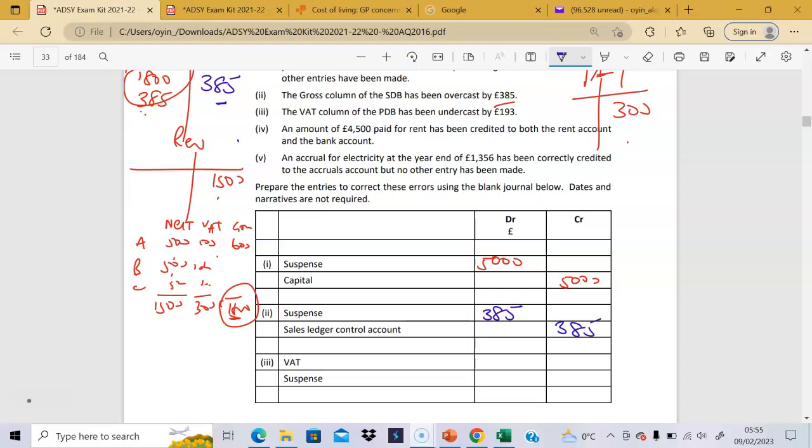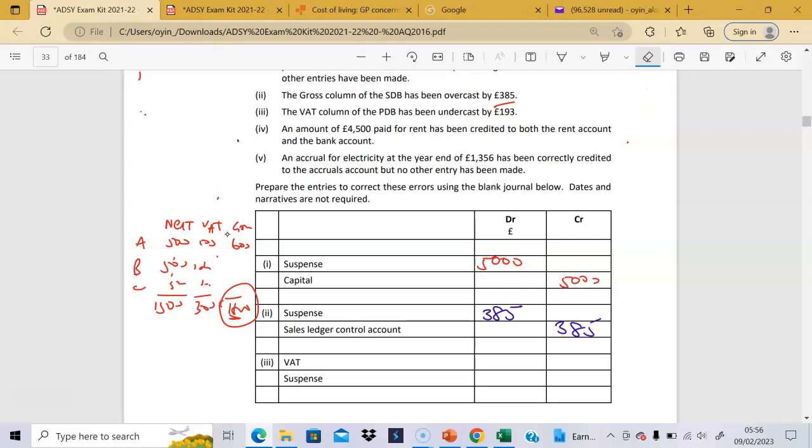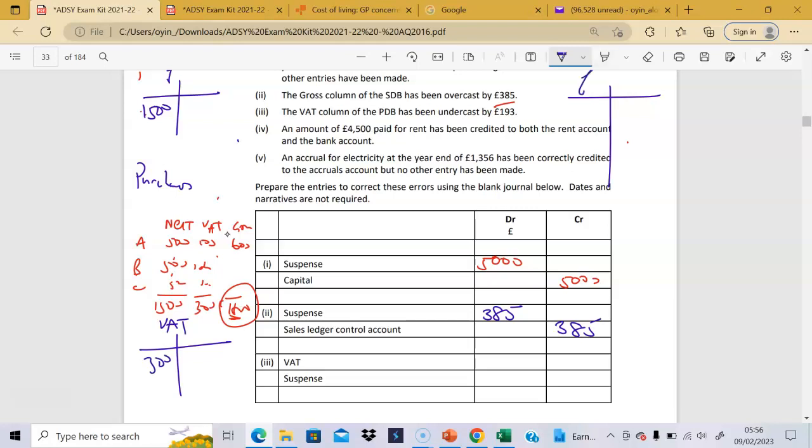Yes. And so what I think is a good way to do this is let's literally switch this to account for purchases, right? Let's just quickly pretend that we're talking about purchases. So if we're talking about purchases in exactly the same way, we have 3 suppliers, A, B, and C, same thing. But the question here says that the VAT column of the purchase has been undercast. So when you were doing your double entry for this one, you would have said purchases 1,500, VAT 300, purchase ledger control account 1,800.